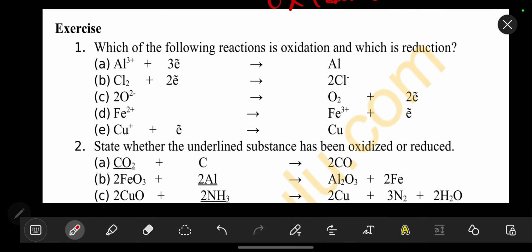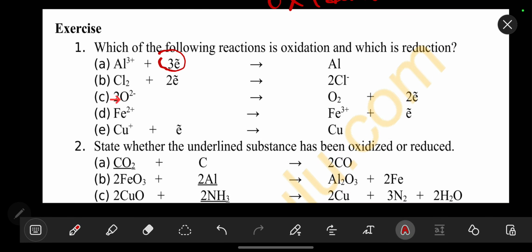So let's say we have: which of the following reactions is oxidation and which one is reduction? You can just pause the video and try it out. To begin with, since electrons have been added, this is reduction. So on this side, it's reduction. When we look at this one, this one is reduction. When we look at this one, electrons have been added, so this is reduction, like that.